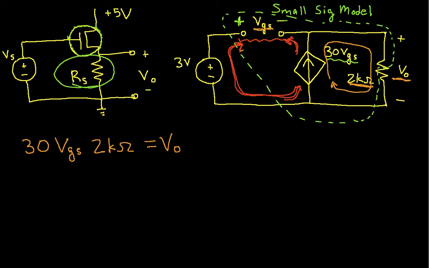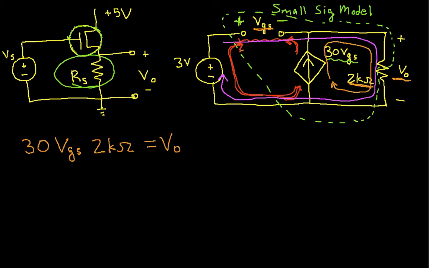So I need to figure out an expression for VGS. Once I do that, then I'll be able to solve for VGS and then solve for Vout, and we'll be done. Okay, so to do that, to solve for VGS, I will take a loop that goes around the circuit like this and apply Kirchhoff's voltage law.